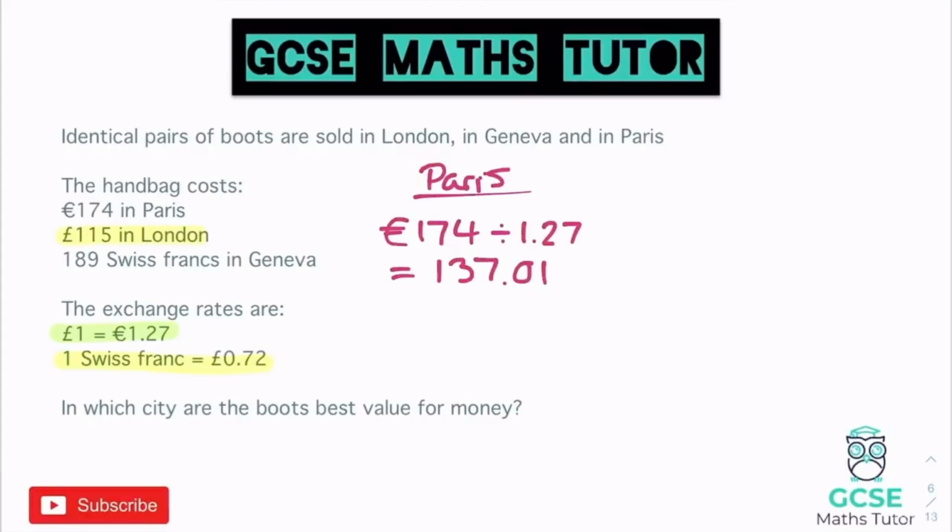So obviously that's now in pounds, so we've got 137.01. Now we can already see that that's not better off than buying it in London, so we can almost forget about that one now. And now we're going to have a look at Geneva.